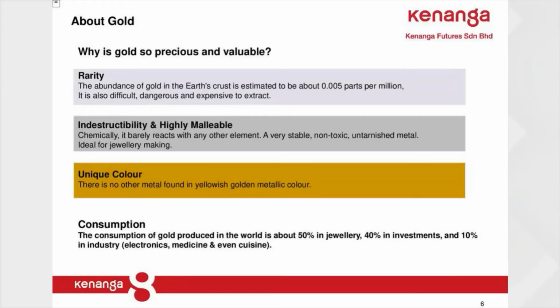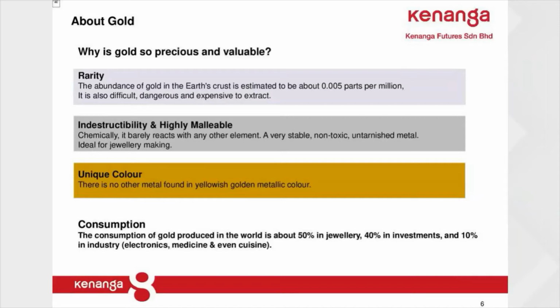Firstly, the unique part of gold is that it's so hard to find, and it's costly and expensive for us individually to mine for ourselves. And secondly, it's highly malleable. It's a non-toxic, untarnished metal. So it's the aesthetic part of it. I'm pretty sure everyone globally would think that gold is beautiful, aesthetically pleasing. Of course, the color of it is a yellowish golden metallic color. So this again relates to the aesthetic part of it.